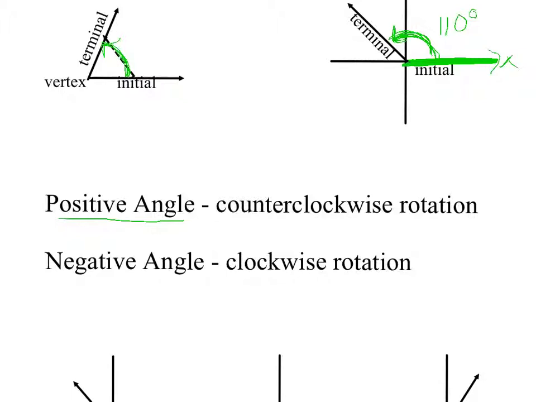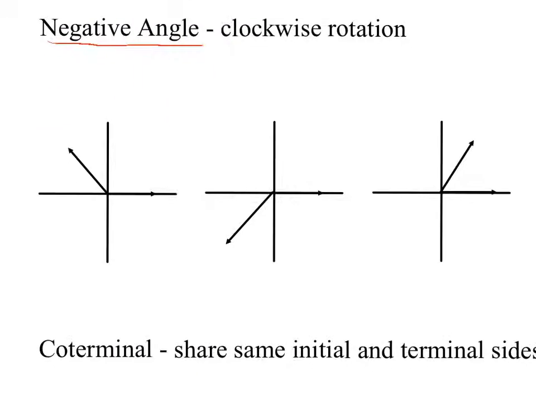However, if you go in the other direction, so you start at your initial and you go the other way, so I'm following it around clockwise, then we're going to call that a negative angle. Even though it's the same initial and same terminal, we're calling that a negative angle. So maybe that is a negative 250 degrees. So you can have multiple numbers for the same exact angle.